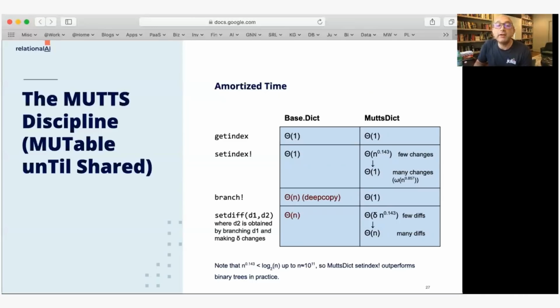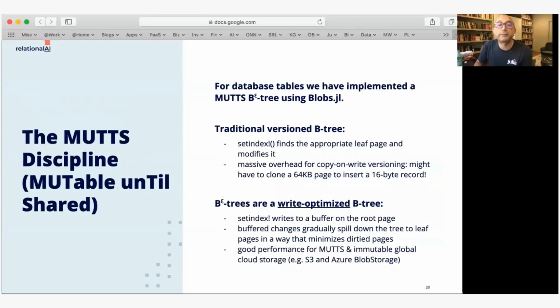We also provide an efficient setdiff to quickly iterate the differences between two versions of the dictionary. This runs in time proportional to the number of changes in the two versions, plus a little bit of overhead. So the MUTS dictionary is our go-to data structure for in-memory dictionaries.